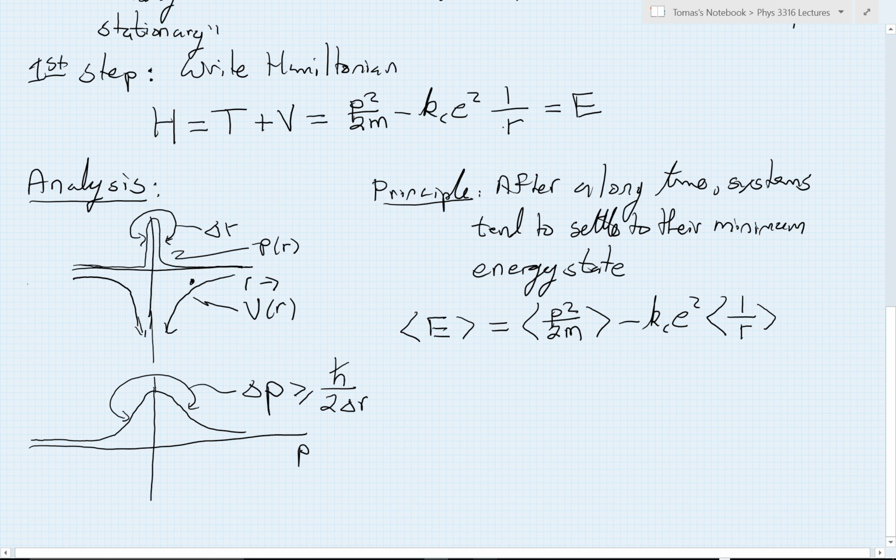Now let's begin to think about these terms separately. This first term is nothing other than the localization energy, right? We've already handled this before.